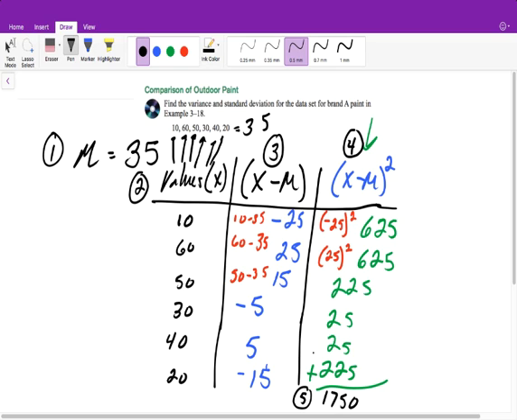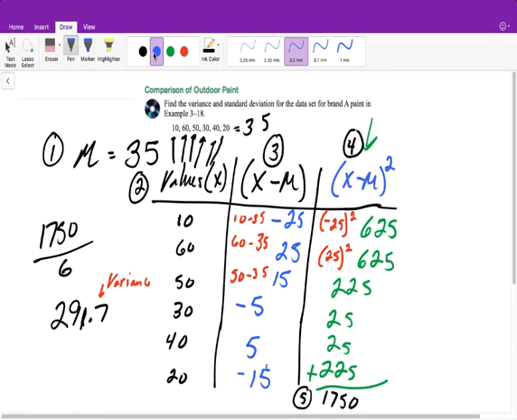Then the next thing that we need to do is divide by the total number of values that we have. So we have 1, 2, 3, 4, 5, 6 total values. So we take that 1750 and divide it by 6. And 1750 divided by 6 is equal to 291.7. This is referred to as our variance. We're going to talk about this in more detail later on, but that is called our variance.